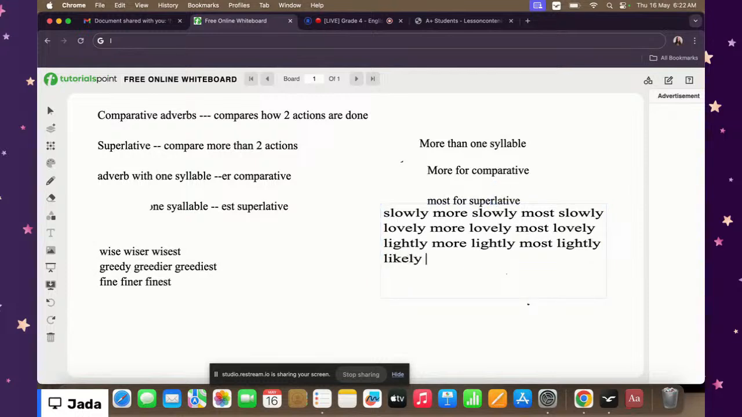So you can have likely, more likely, most likely. Likely. All right. More likely first before most likely. More likely and most likely. Okay. This is the pattern. Take note, everyone. Once it is one syllable, this is what you have here. And once it is two syllables or more than one syllable, you have this one here.